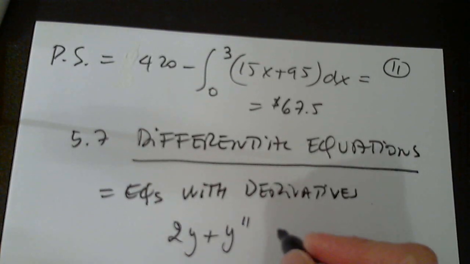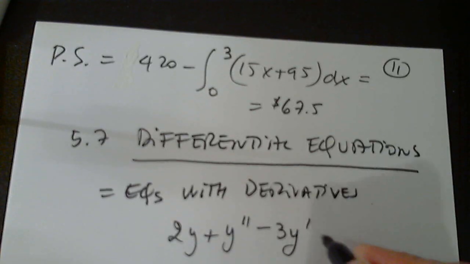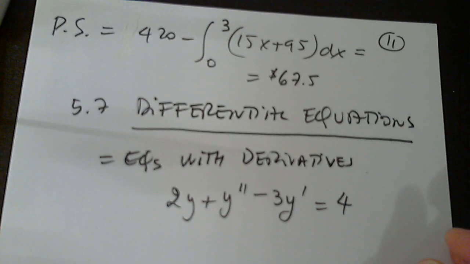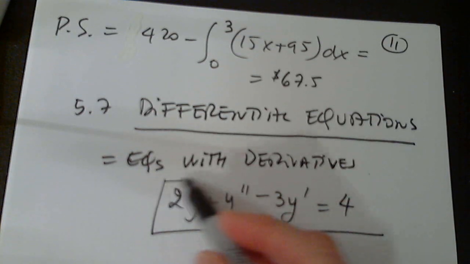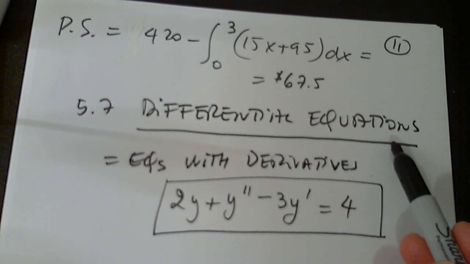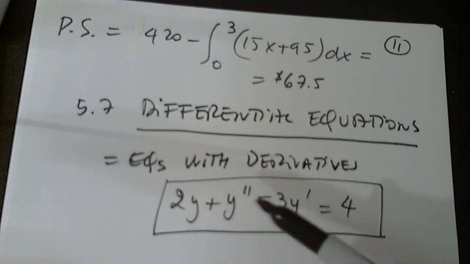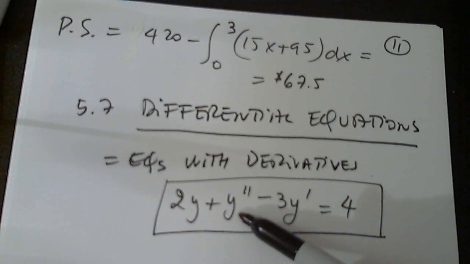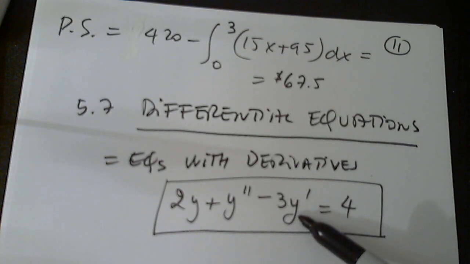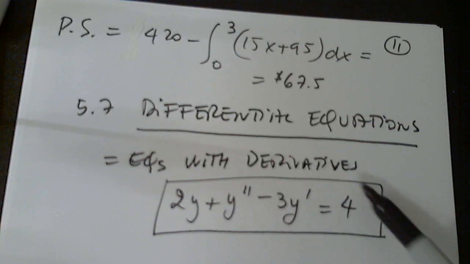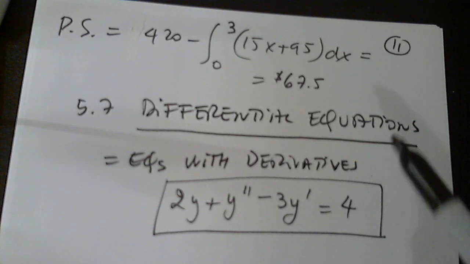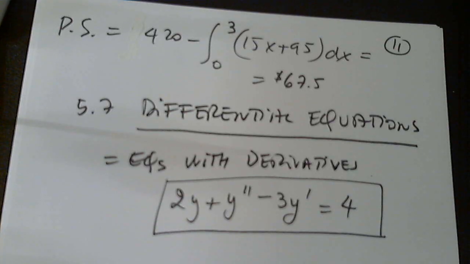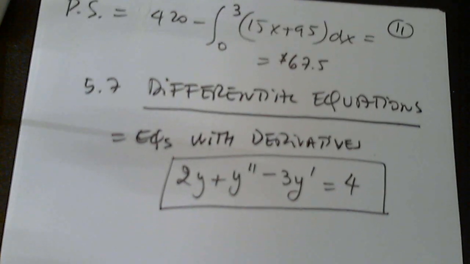2y plus y double prime minus 3y prime equals 4. This is an example of a differential equation. It doesn't have to have all of them, I just give an example. It has the function, the second derivative of the function, the first derivative of the function, and it's an equation. We're going to look at simple differential equations and separable differential equations.